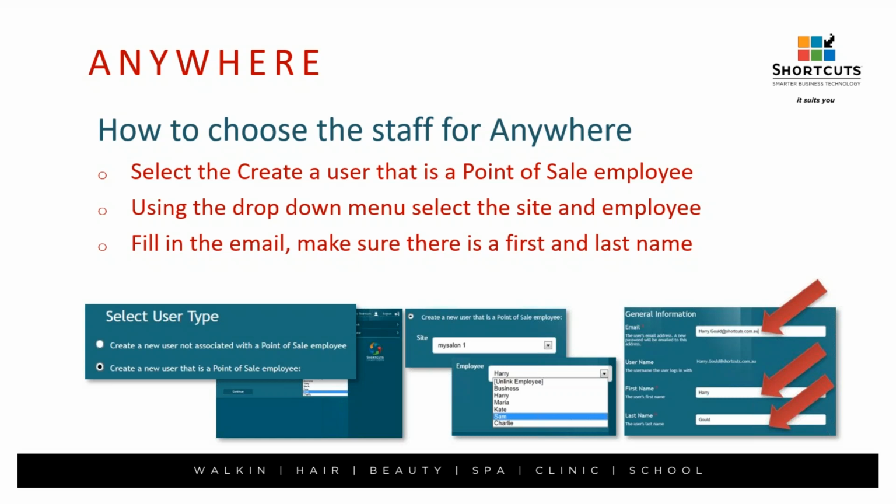Create a user that is a point of sale employee. Because Shortcuts is going to look at who's currently in your point of sale computer, your actual server computer, and say, okay, of these employees, who do you want to give permission to? So always choose the second option. And then when you have a pull down list, you're going to choose your particular site and your particular employee. Now, if you have multiple locations, you can actually give staff permission from any location during these steps.